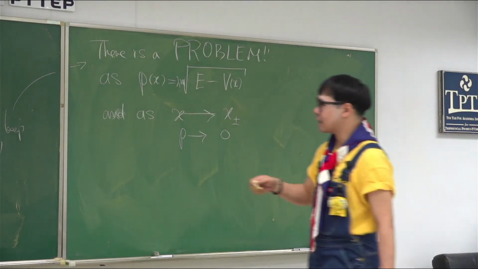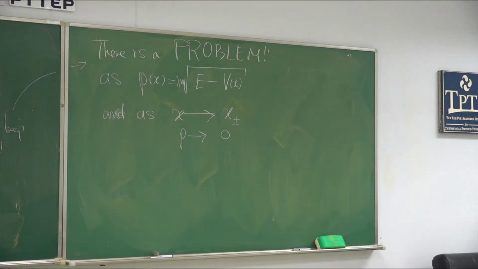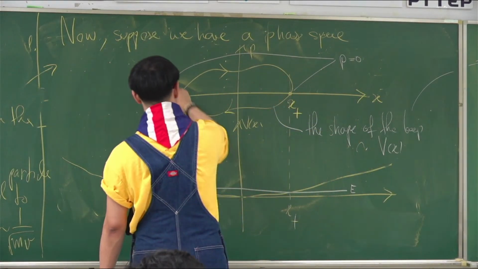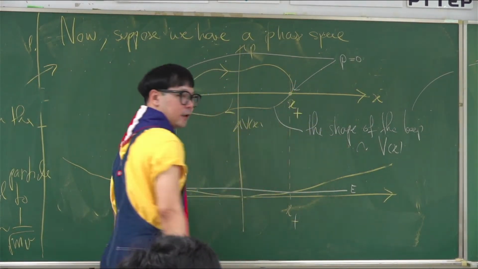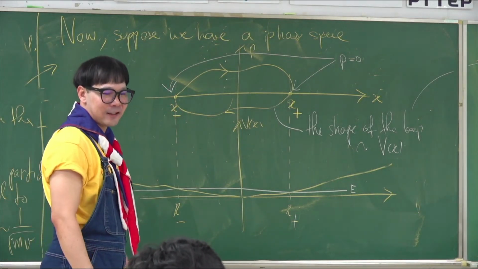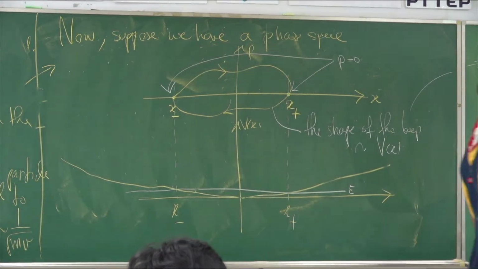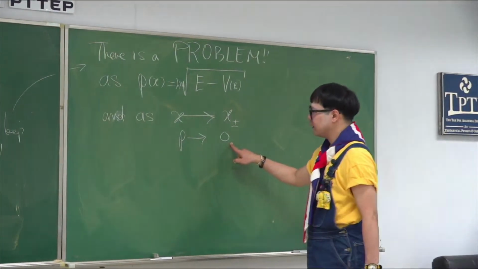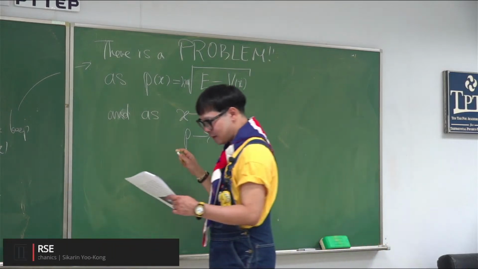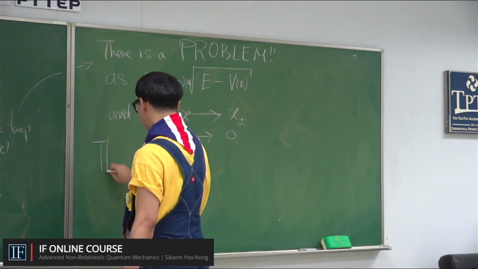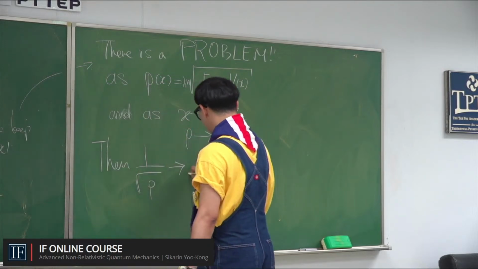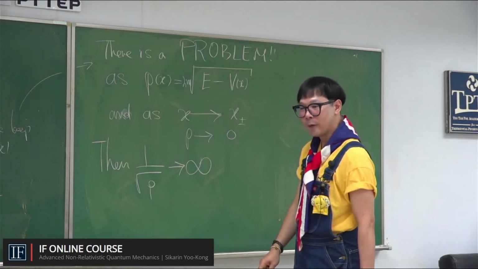Of course, at these 2 points, p must be 0, right? Because it's a turning point, which actually stands on the x-axis. It means that, so then you will get this condition, right? Once you get this condition, then this will be a problem.